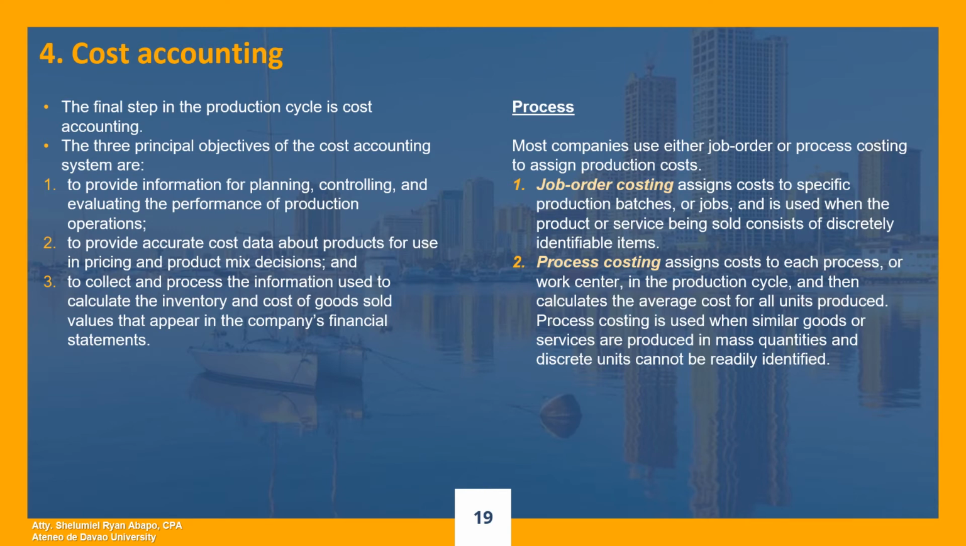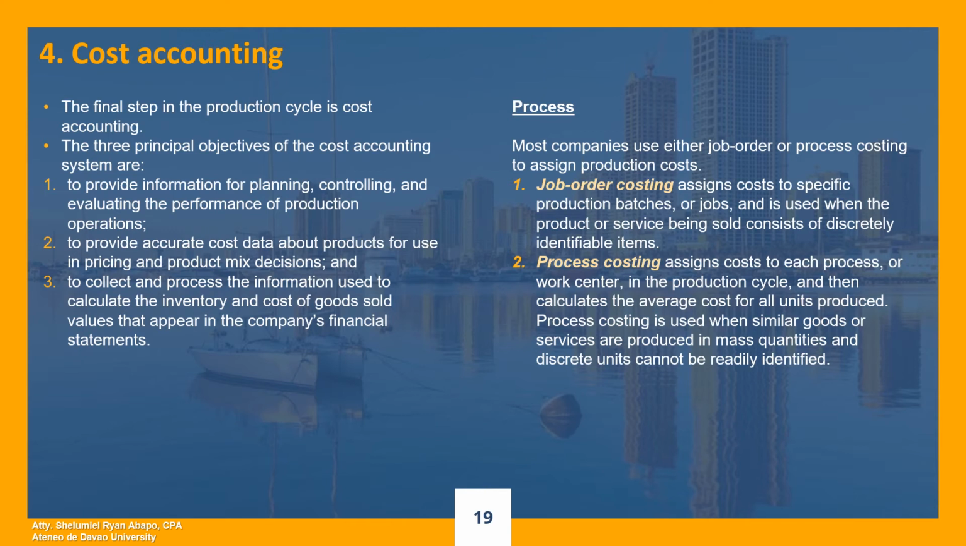In contrast, process costing assigns cost to each process or work center in the production cycle and then calculates the average cost for all units produced. Okay? Process costing is used when similar goods or services are produced in mass quantities and discrete units cannot be readily identified. For example, breweries, say yung manufacturer ng beers, accumulate the cost associated with various processes such as mashing, yung fermentation, filtering, saka bottling in producing a batch of a particular kind of beer and then compute the average total unit cost for that product. Similarly, mutual funds accumulate costs associated, say, with handling customer deposits and withdrawals, and then compute the per unit cost of these transactions. The choice of whether to use job order or process costing affects only the method used to assign cost to products, not the methods used to collect the data.